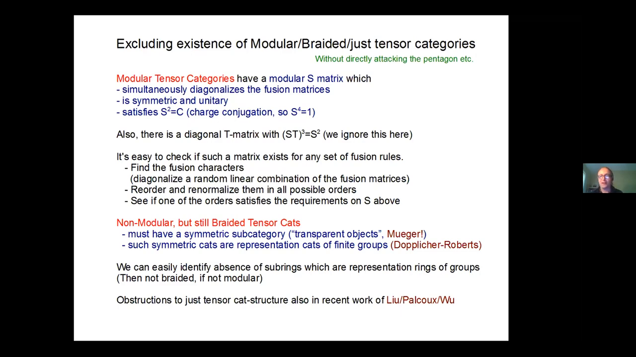In the meantime, I saw that there was some work recently by Yu, Balku, and Wu, some of whom are probably here, about obstructions to tensor category structure, which hopefully you'll understand and also be able to implement.